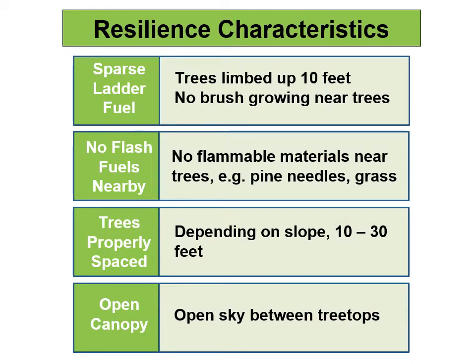So here are the resilience characteristics. Sparse ladder fuel: trees are limbed up 10 feet. There's no brush growing near the trees. No flash fuels nearby. That is to say, no flammable materials near the trees, such as pine needles, grass, dead limbs, and so on. Trees are properly spaced, depending upon slope, 10 to 30 feet. And there's open sky between the treetops. This is called an open canopy.